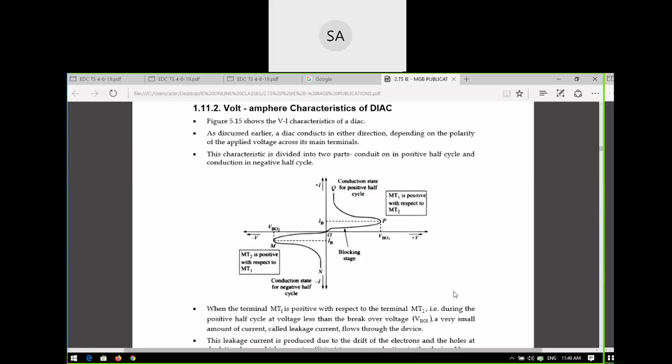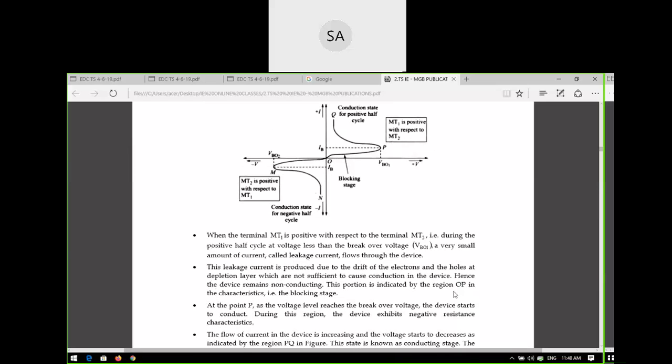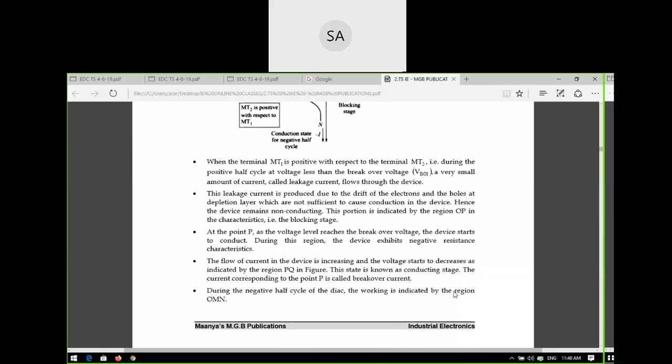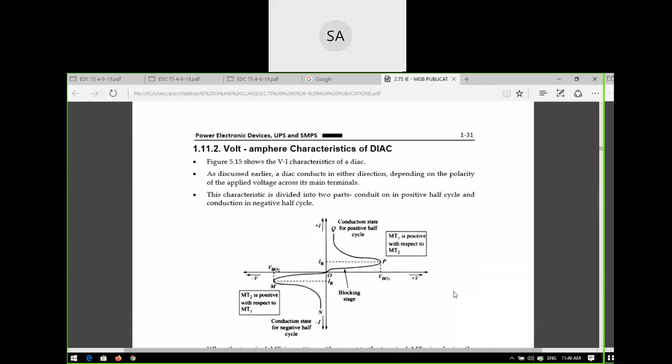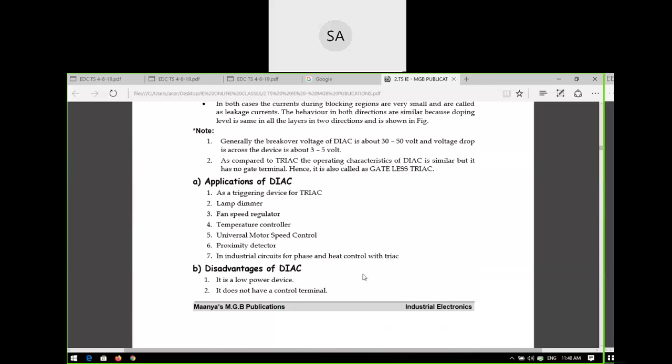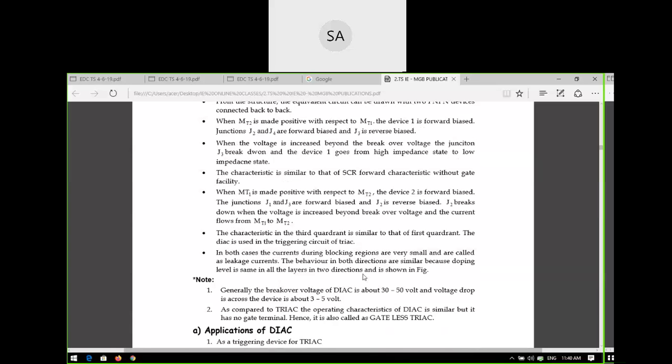So MT1 is positive with respect to MT2, and MT2 is positive. If MT2 is positive, MT1 is negative, and if MT1 is positive, MT2 is negative, like this. So in the first half cycle it will conduct as well as in the negative half cycle it will conduct. That is the reason it works on AC only.